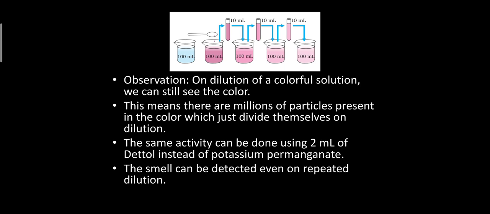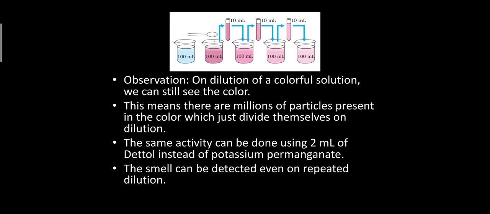Now what we are doing, we will be taking 5 beakers of 100 ml. In the first beaker we will fill 100 ml water, and in the rest of the 4 beakers we will fill 90 ml water. In the first beaker, which has 100 ml of water, we will add 2 to 3 crystals of potassium permanganate, and we will dissolve the solution properly.